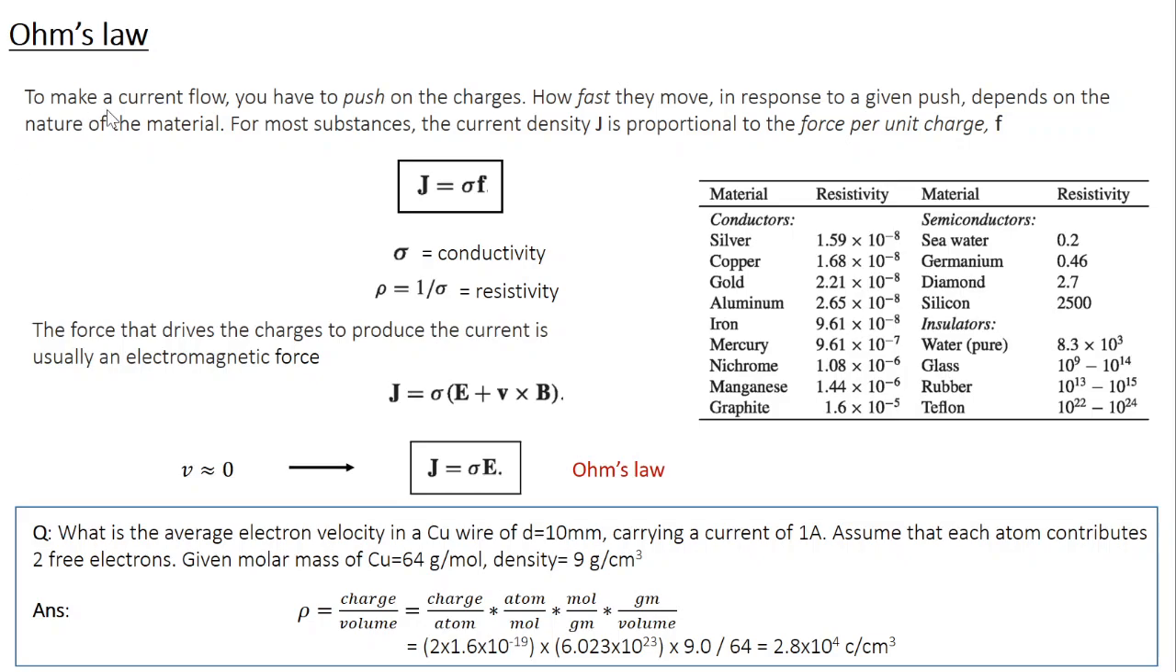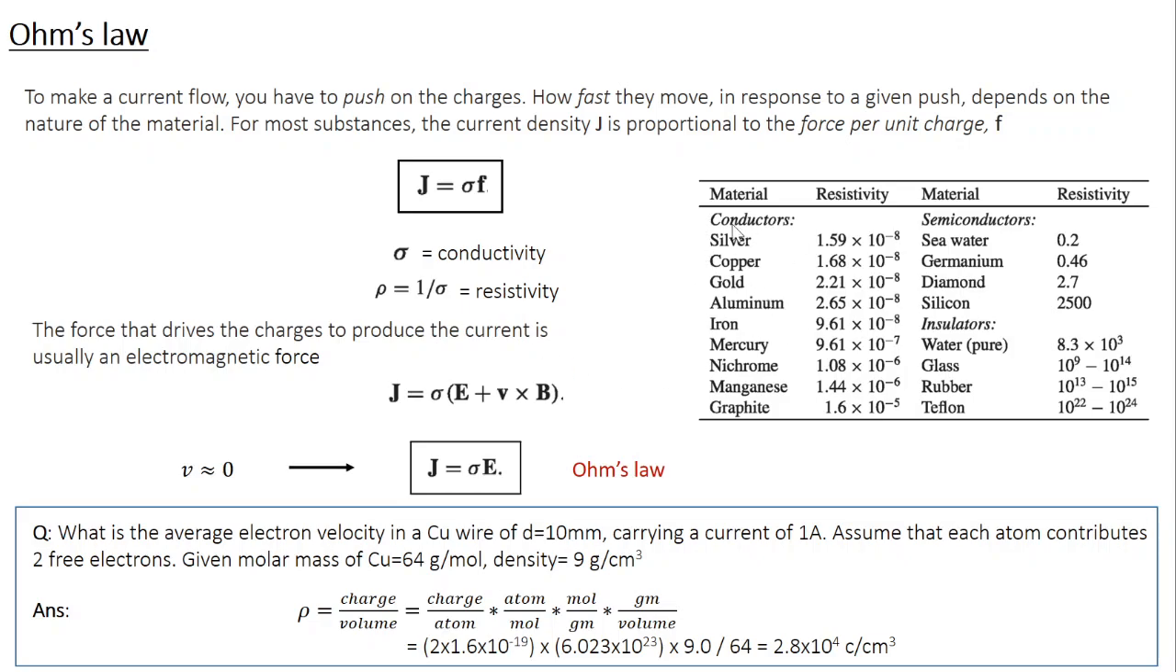You know that to make a current flow through a material, you need to push the charges. If J is the current density and F is the force per unit charge, then current density is proportional to the force. You can replace the proportionality with a constant sigma, known as conductivity, or the inverse of conductivity is known as resistivity. Conductivity tells you how fast the charges move in response to a given push. The unit of conductivity is Siemens per meter and the unit of resistivity is ohm meter.